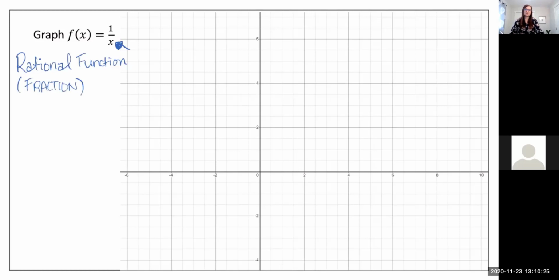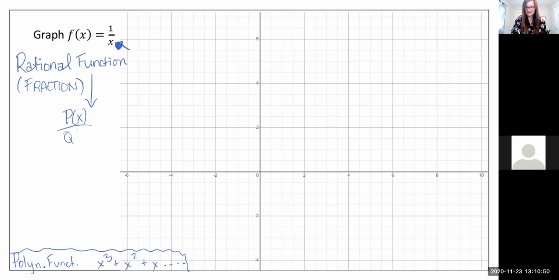Before, we had polynomial functions, which were more like x squared, x cubed, x like that. Now we basically have two polynomial functions on top of each other. So it's kind of like we have p of x over q of x, where p of x and q of x are polynomial functions. That's why it's in this unit. So that's what a rational function is.